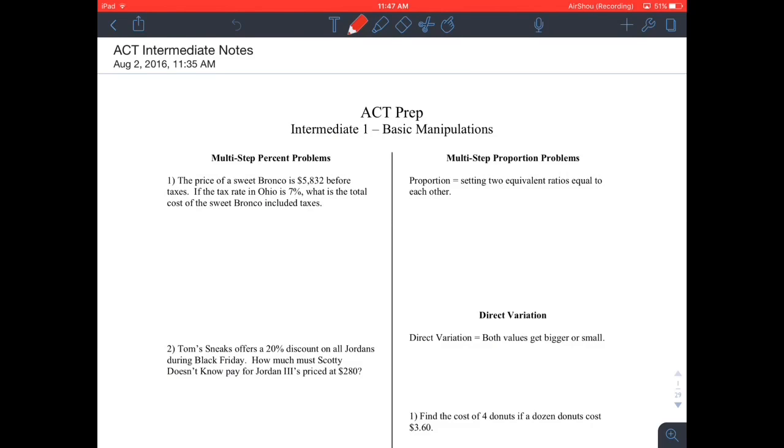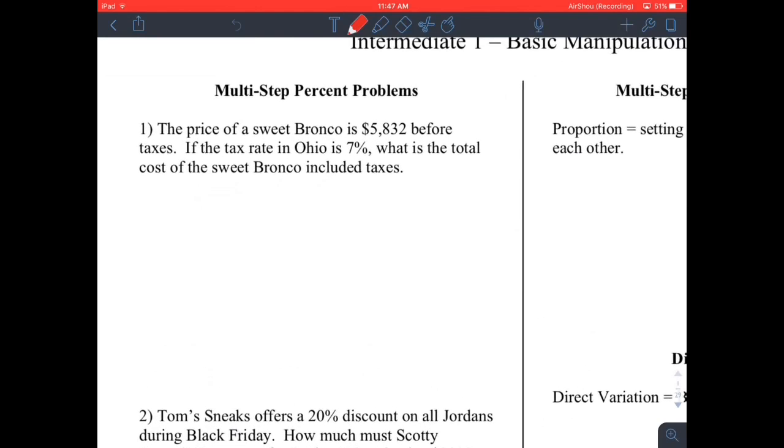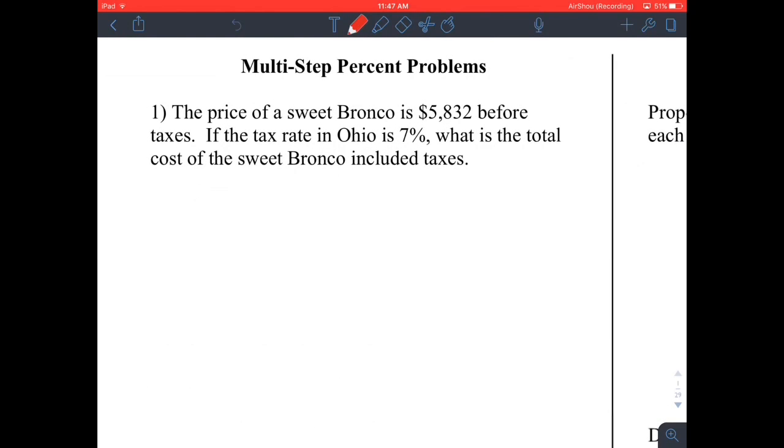Alright, we're working on Intermediate Lesson 1, Basic Manipulations. Let's jump right into a problem. This is a multi-step percent problem.